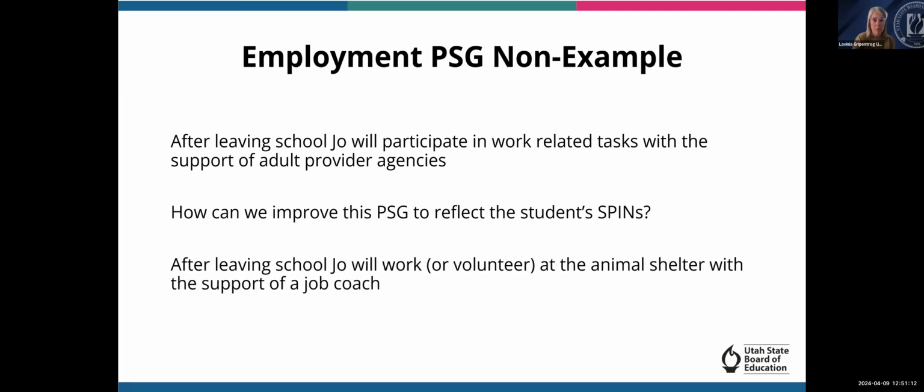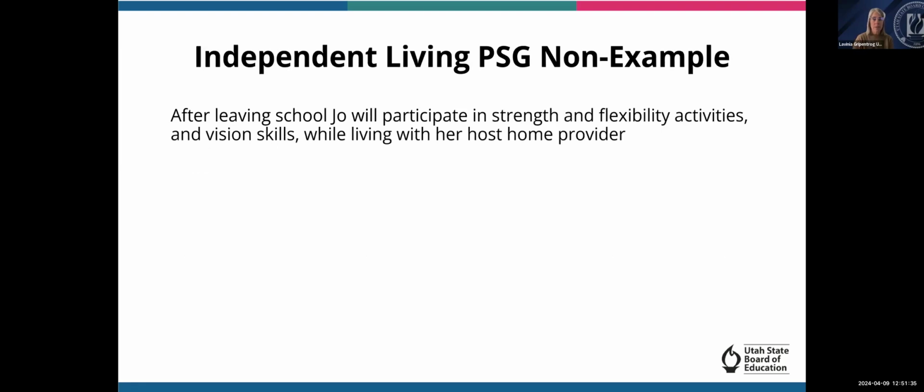Here's an example. How about this? After leaving school, Joe will work or volunteer at the animal shelter with the support of a job coach. Oh, okay. So now this is happening when she leaves school. She's interested in animals, right? So she's going to be working at an animal shelter, potentially taking care of the animals there. So that's one way we can improve that goal.